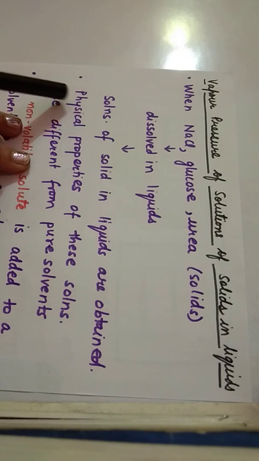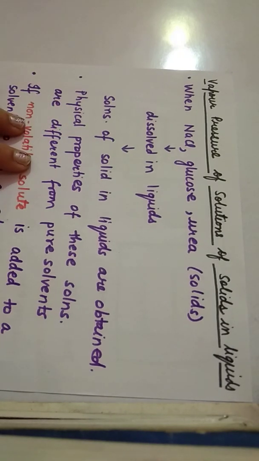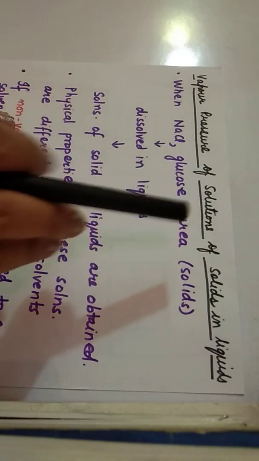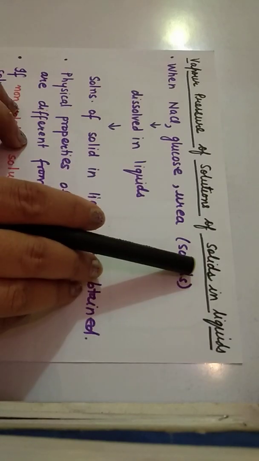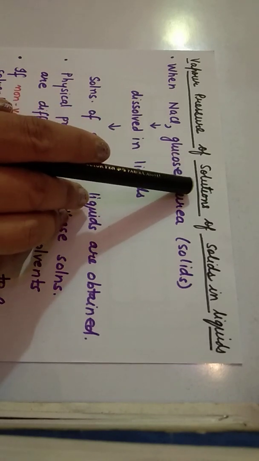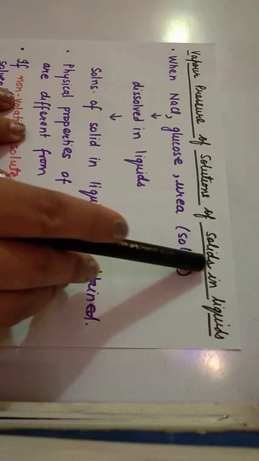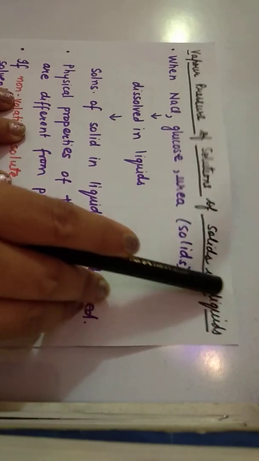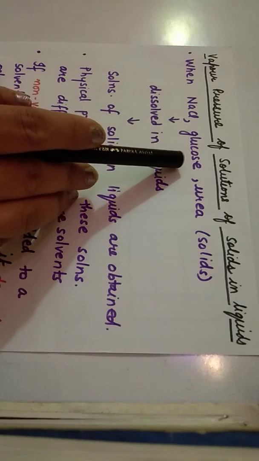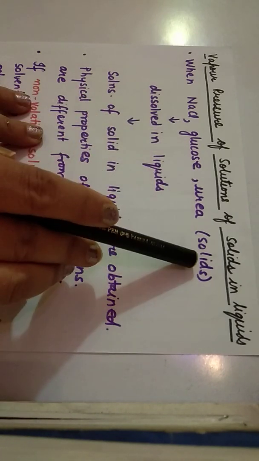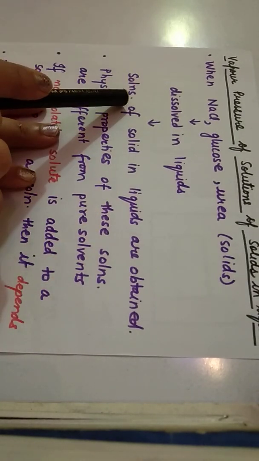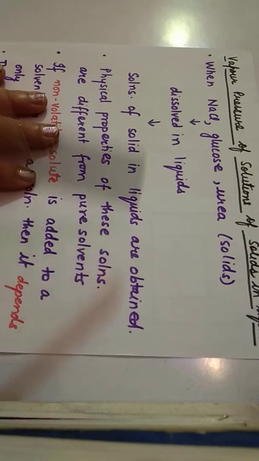As in class 12th, we are doing the second chapter, Solutions. So today we'll be discussing the topic vapor pressure of solutions of solids and liquids. That is, we are going to study the vapor pressure of those solutions which are formed by dissolving a solid in a liquid. Like if I dissolve NaCl or glucose or urea, which are solids, in liquids, then solutions of solids in liquids are obtained.